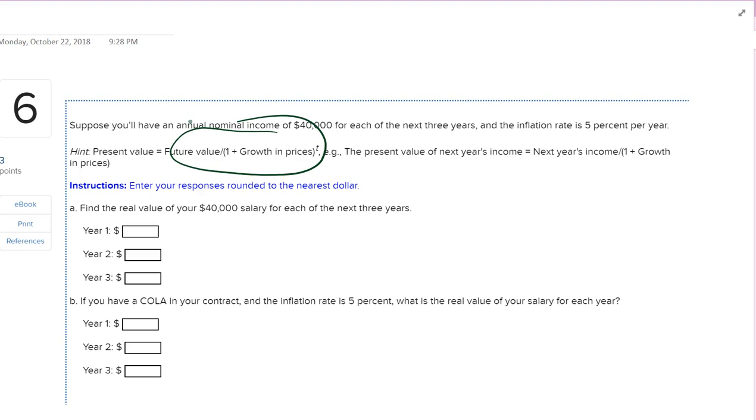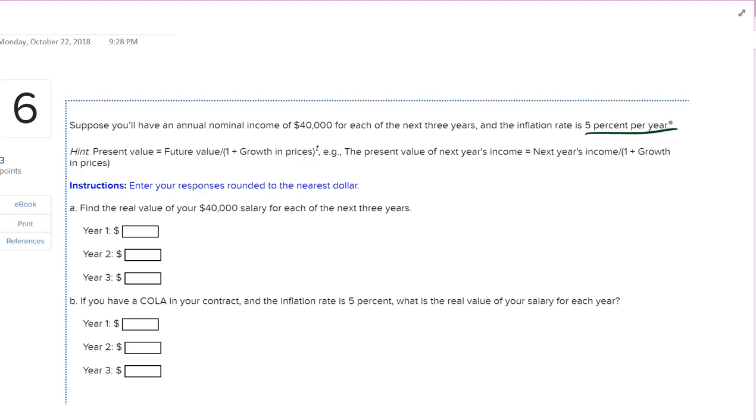So it says, suppose you have an annual nominal income of $40,000 for each of the next 3 years. And the inflation rate is 5% per year. So you're given some information here. And we're going to use the present value formula. If you go back to the previous future value formula, we'll find that we're just rearranging the information. It's kind of like algebra.